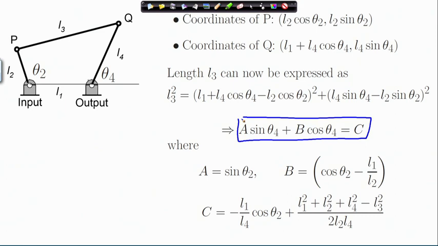Now, we are going to do it in a manner which can be computerized. So, in a computer, as you know, these trigonometric functions will have two solutions, double solutions. So, we are going to devise an approach which will take care of this, and we are going to get both the solutions. So, how to do that?